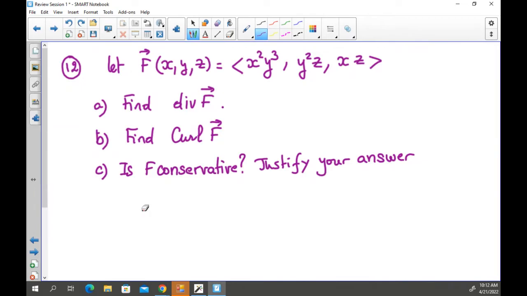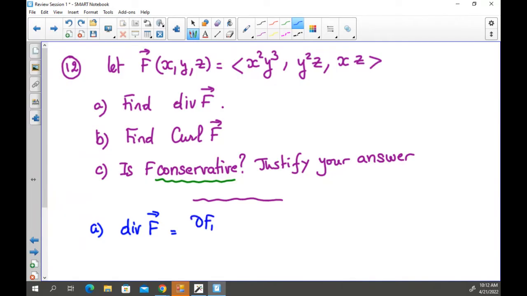Okay. So, the curl of F, and then we decide whether F is conservative or not. So, A, I want to find the divergence of F. The divergence of F, you may remember the definition.